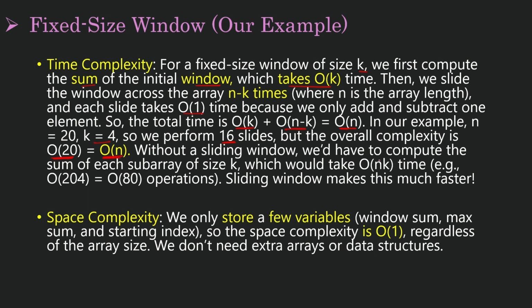Without a sliding window, we'd have to compute the sum of each subarray of size k, which would take O(n times k) time. For example, O(20 times 4) equals O(80) operations. Sliding window makes this much faster. We only store a few variables, window sum, max sum, and starting index, so the space complexity is O(1), regardless of the array size. We don't need extra arrays or data structures.